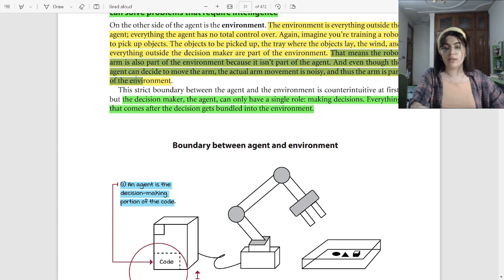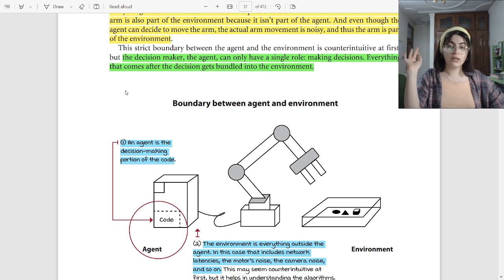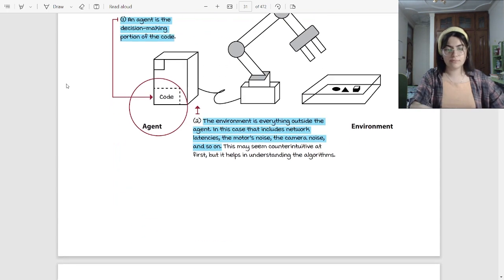So it means that the robot's arm is also a part of the environment because it is not part of the agent. Even though the agent can decide to move the arm, so the code can tell the robot's arm to move, the actual arm movement is noisy, and thus the arm is part of the environment. And then it mentions that the decision maker, the agent, has a single role: making decisions. Everything that comes after the decision gets bundled into the environment.